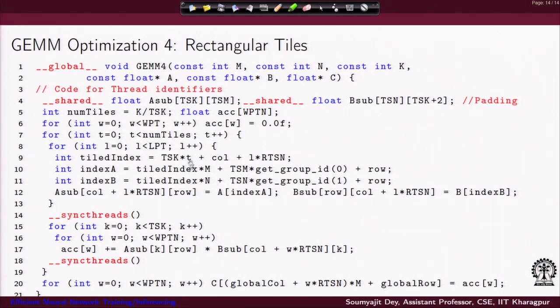Apart from it, the rest of the things are fine. The only issue is that we have used a bit of OpenCL semantics here, like get group ID and all those, while this is a CUDA code we are trying to see, so you may just replace it with suitable CUDA formats here.